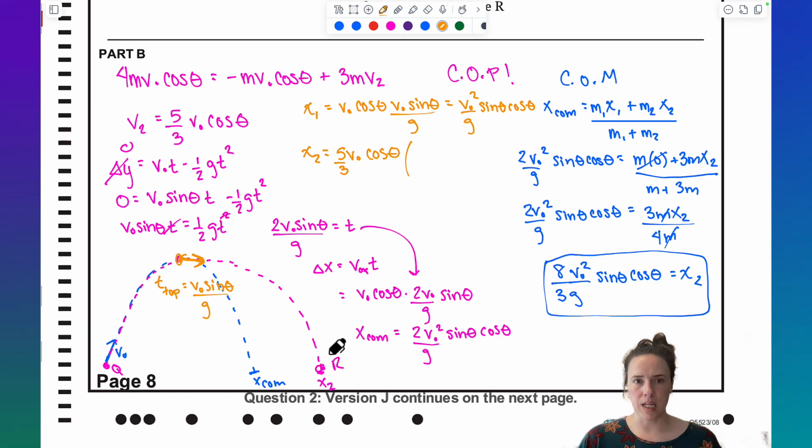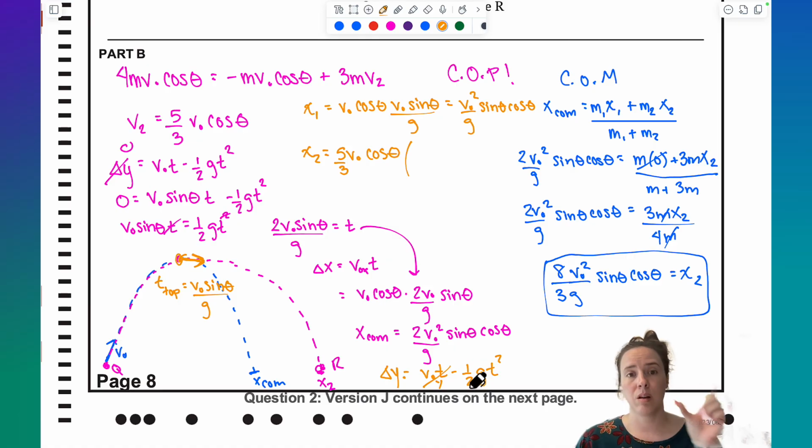So the fun thing is that the amount of time it's going to take to get back down is the same, because it only depends on my initial velocity in the y direction and gravity. The initial velocity in the y direction is 0 in this case. We're falling the same height as we went up, so that's the same. So that time to get to the top is going to be the same as the time it takes to get back down, even though we have different masses and different horizontal velocities. So that time is also going to be v naught sine theta over g.